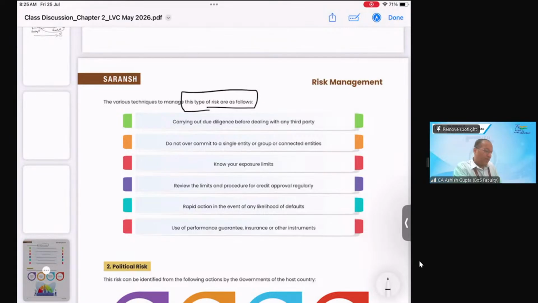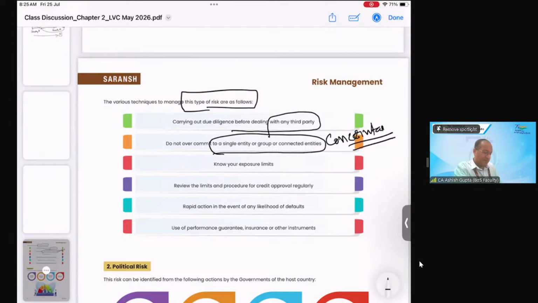First of all, we have to carry out due diligence before dealing with any third party. Then never commit to a single party or connected entities. In the last class I told you, that is called concentration risk. Know your exposure limit, which we have used in the WAR.